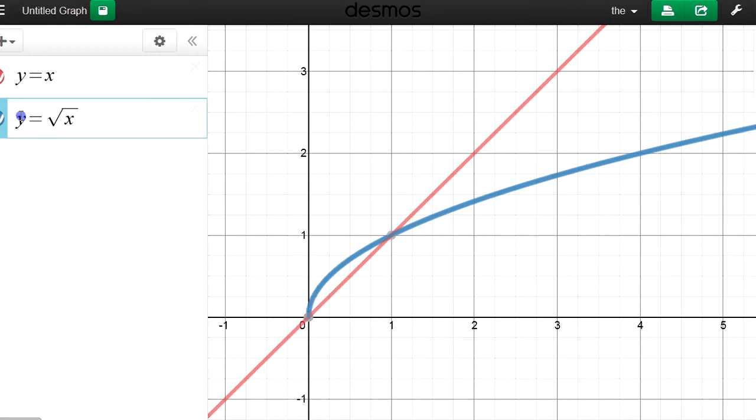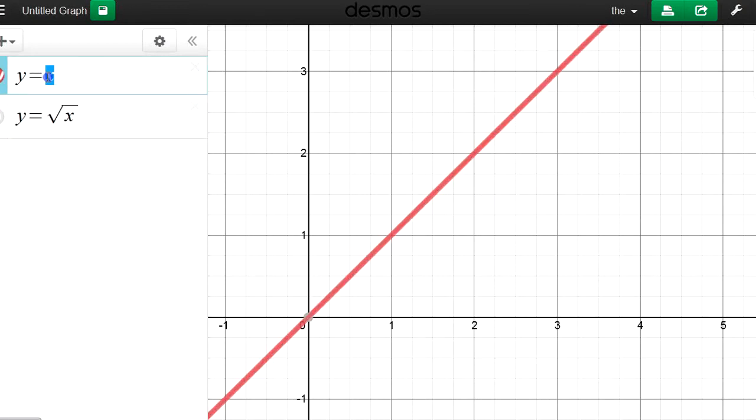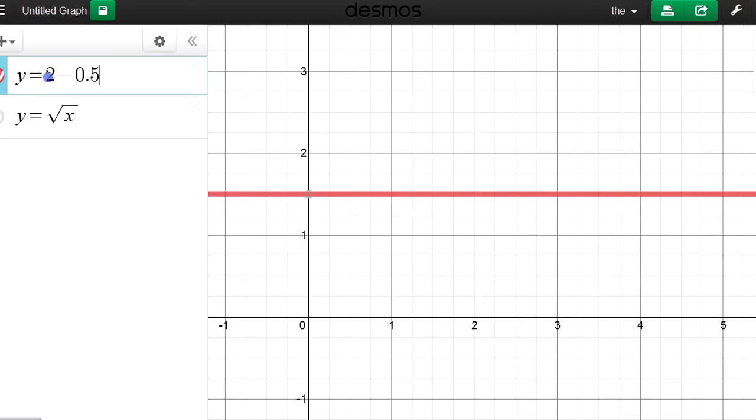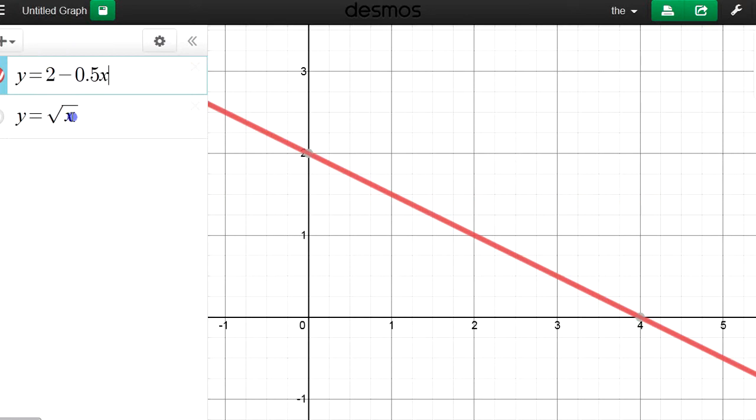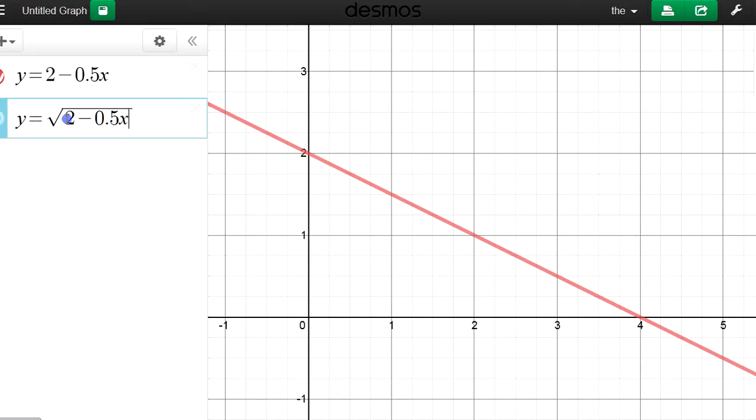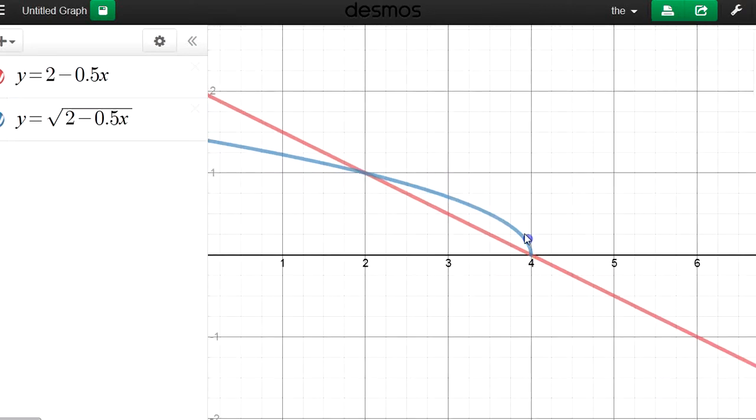If your original function is x and the new function is square root of x, they intersect at that point and that point. We can change it around here. Let's turn that one off for a second. Let's make this 2 minus 0.5x, and then the square root of 2 minus 0.5x, and turn that one back on and look at what's happening. Now this one's turned around this way, but it still has those couple of intersection points. Another thing to notice is the blue graph, the square root function, just stops there. It doesn't continue on.